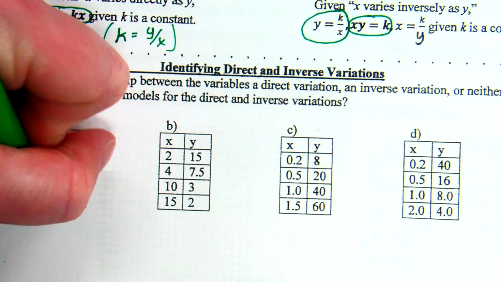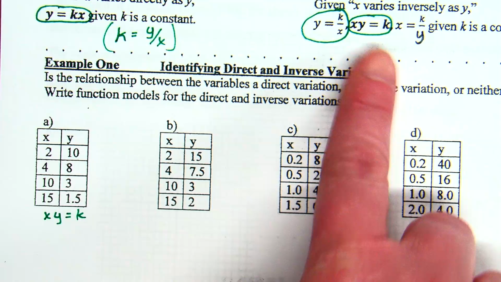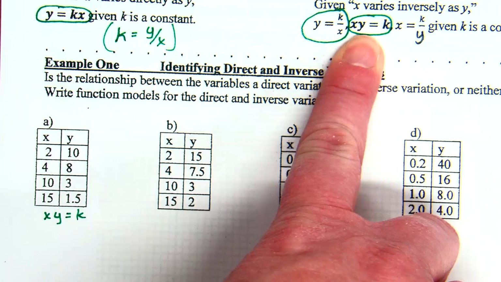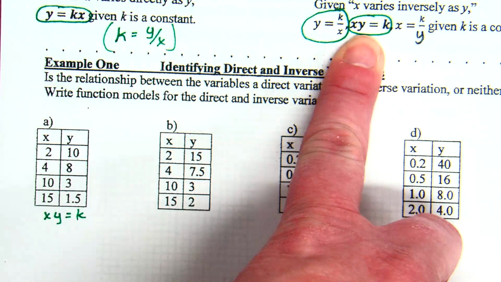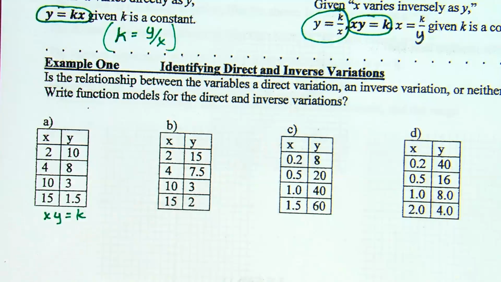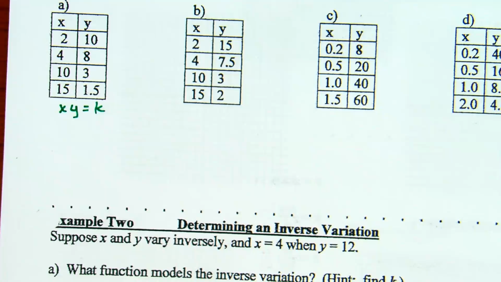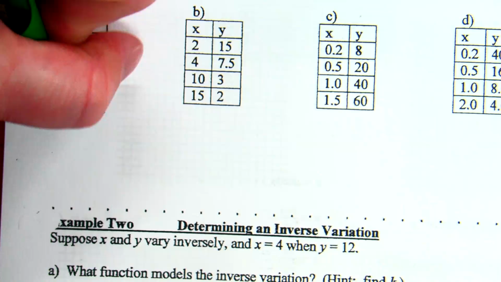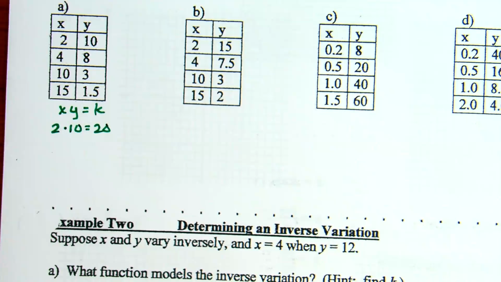So, for instance, on the inverse, notice what it says for inverse: x times y equals k, right? So, if this is inverse, every x times their corresponding y is always going to equal the constant k value. And that k value doesn't change from one ordered pair to the next. It would have to be constant. So what do you notice in this case?